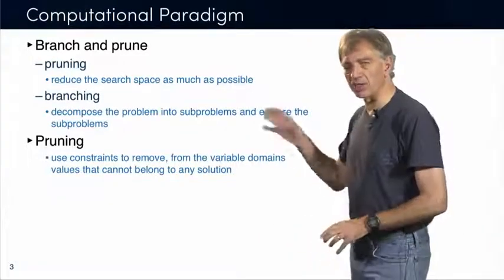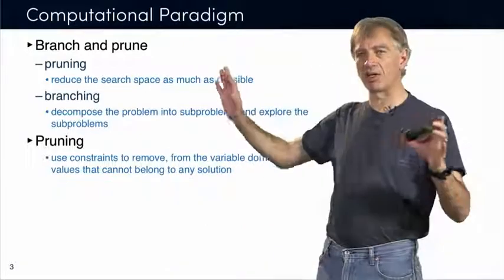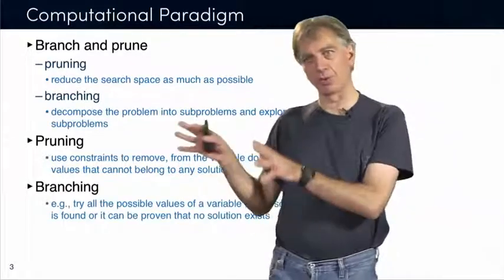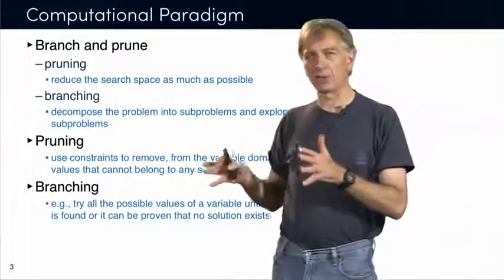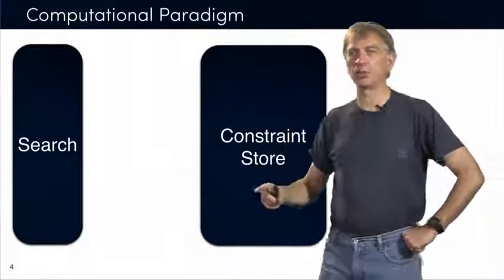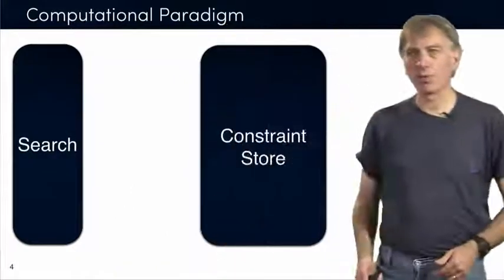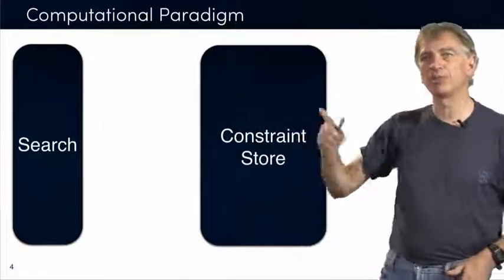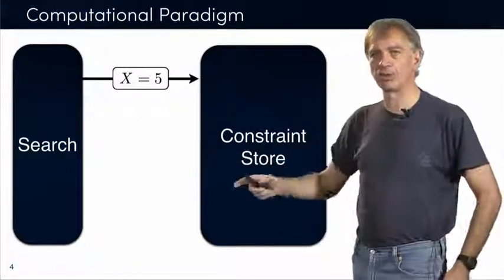Pruning is basically, as I told you, using the constraints for removing as many values from the domains of as many variables as possible. Branching is, in a first approximation, and we'll see more sophisticated branching schemes later on, essentially trying possible values for the variables. Remember, we had this beautiful separation between the search engine and the constraint store. The constraint store is basically trying to see if the constraints are satisfiable. When it has derived as much information as it can, the search will make a choice and send a new constraint. And the constraint store has to be able to say yes or no.